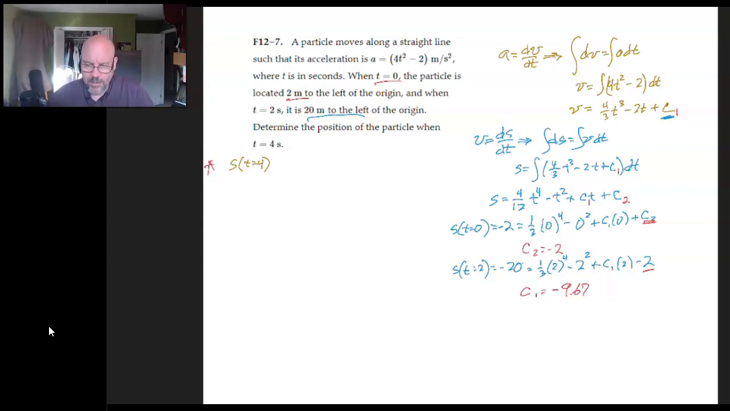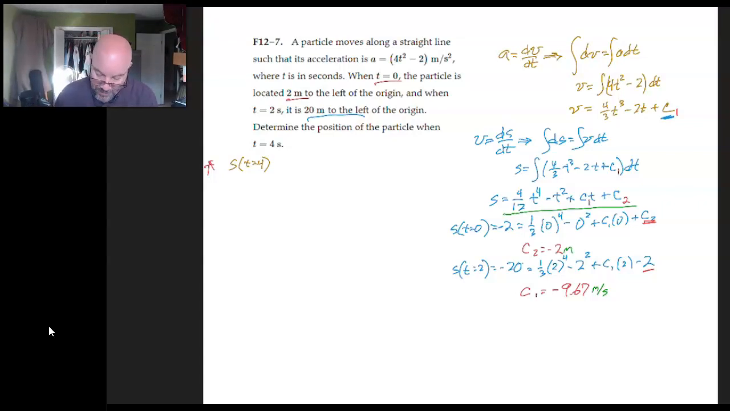Now let's talk about units for just a quick second here. C2 is going to have units of meters, because my whole equation up here is meters. On the other hand, C1 is times seconds, so C1 is really like a speed term. That means this is actually meters per second, if we needed to know that information.